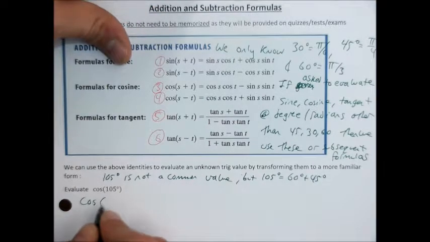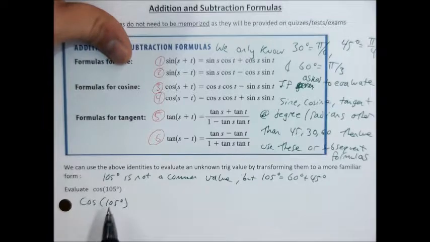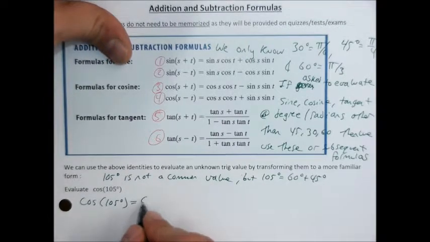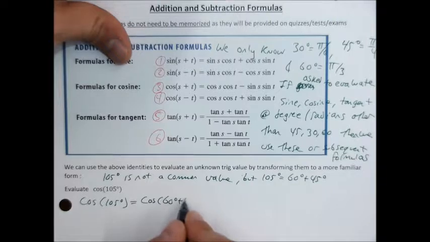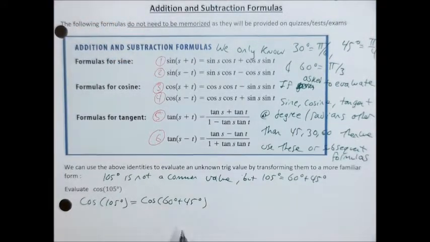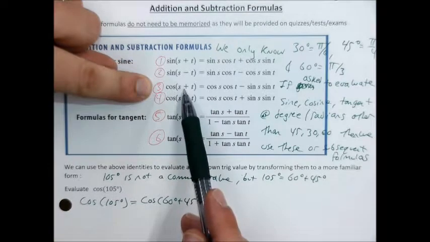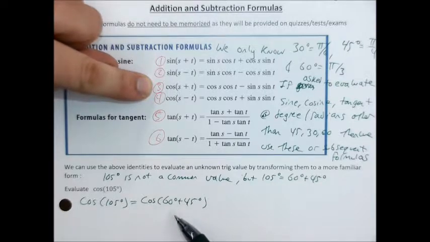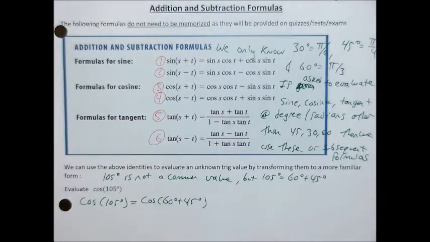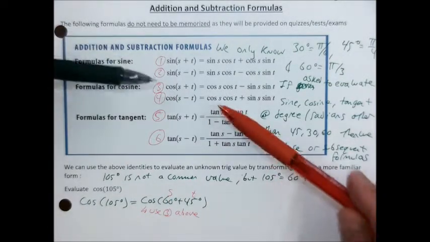So instead of thinking about cosine of 105 degrees, because we don't know where that is on the unit circle, we instead write that as cosine of 60 degrees plus 45 degrees. And now this looks like equation 3. Right? We've got 2 things being added inside cosine. And so we can use equation 3 once we rewrite it like that. So we would use 3 above. And when I use 3, my s would be 60 and my t is 45, in the formula at least.